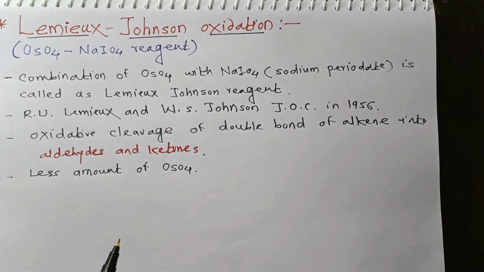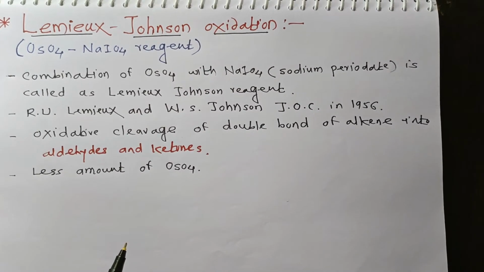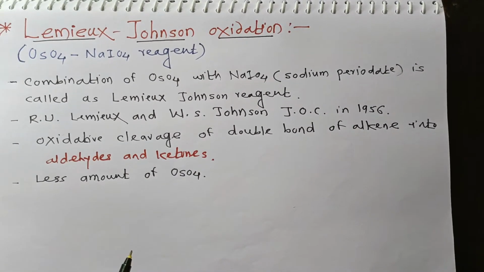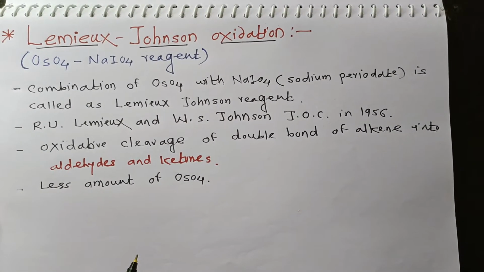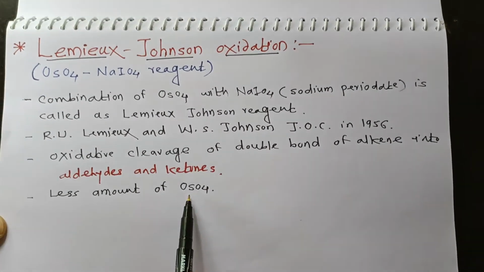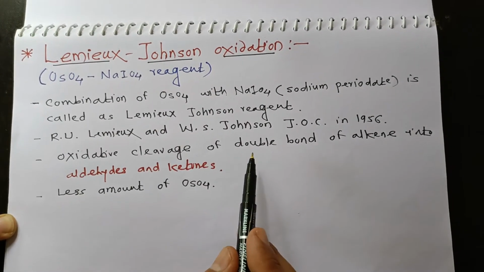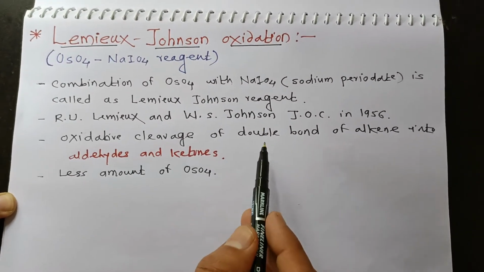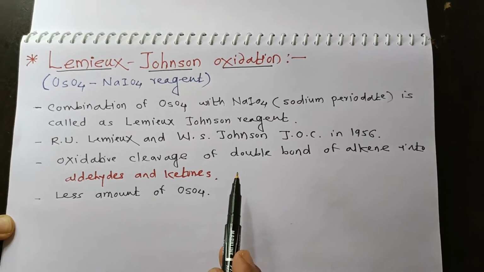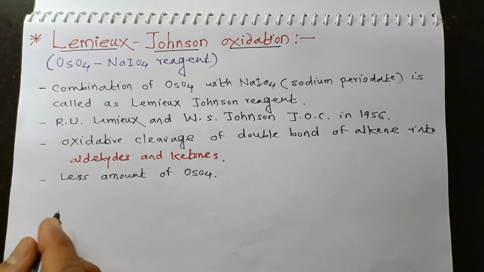NaIO4 oxidizes osmium in its lower oxidation state and regenerates osmium tetroxide. Hence, the hydroxylation reaction will continue with a small amount of costly osmium tetroxide. So this is the advantage of NaIO4, as we know that osmium tetroxide is toxic and costly. If we use osmium tetroxide with NaIO4, then NaIO4 will oxidize the lower osmium into osmium tetroxide again, and therefore the reaction will continue. Now we will see the reaction.